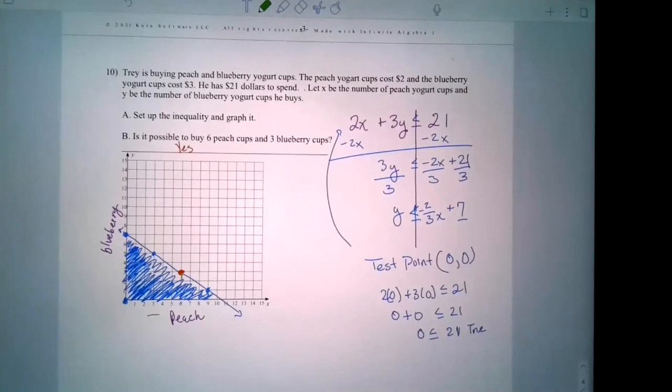So you won't go to jail if you try to steal ice cream. I mean, yogurt cups. You will have enough money.